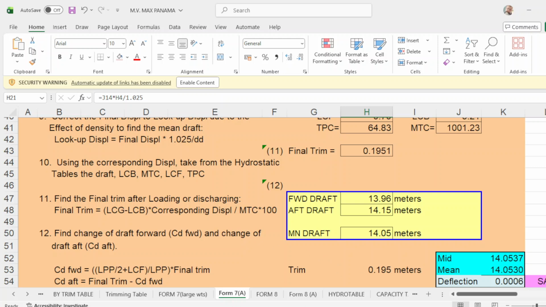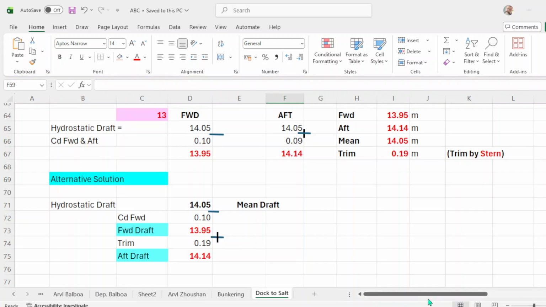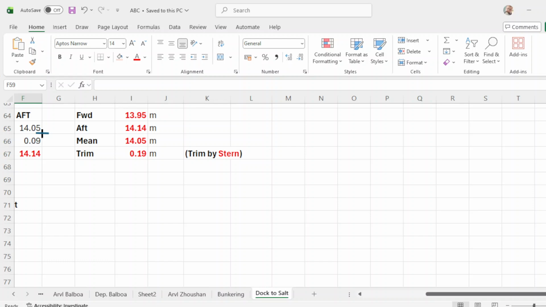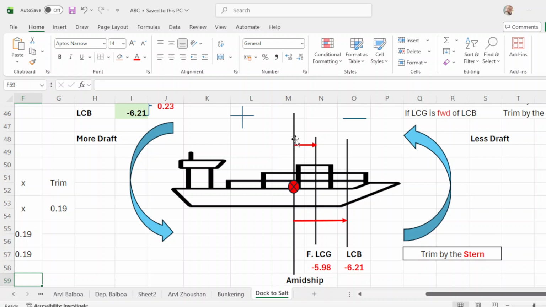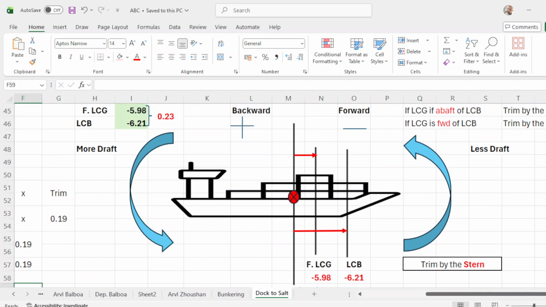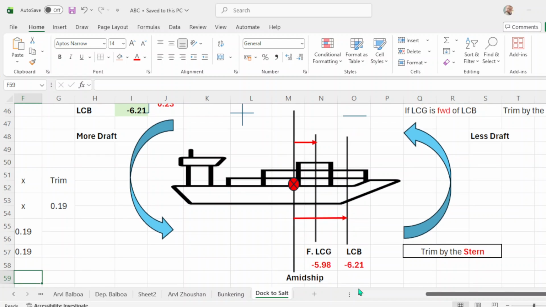Then there's another explanation here by this diagram. Okay. Take note that the final LCG is negative 5.98 and LCB is negative 6.21. So from your amidships, this is your amidships. Since your final LCG is negative and LCB is negative, you measure from amidships going forward because it's negative from amidships.